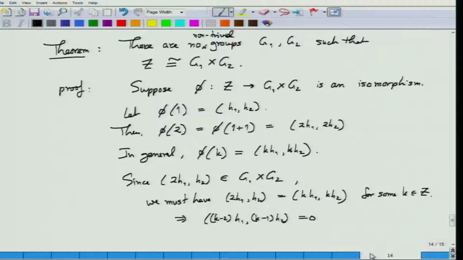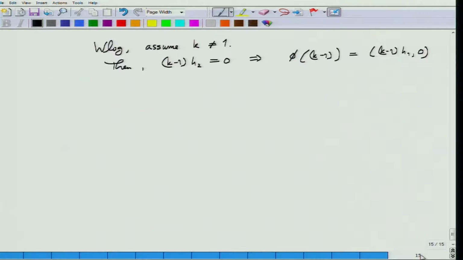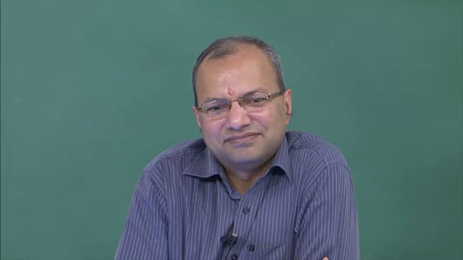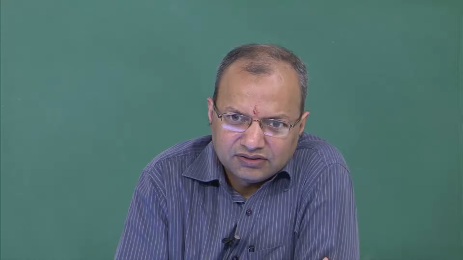See, G1 consists of only multiples of H1, and G2 consists of only multiples of H2. And after a point, H2 multiples become 0. So that's right, G2 is a finite group. But is that a contradiction? If G1 is infinite and G2 is finite, then the one-to-one relationship is violated, because integers are infinite.